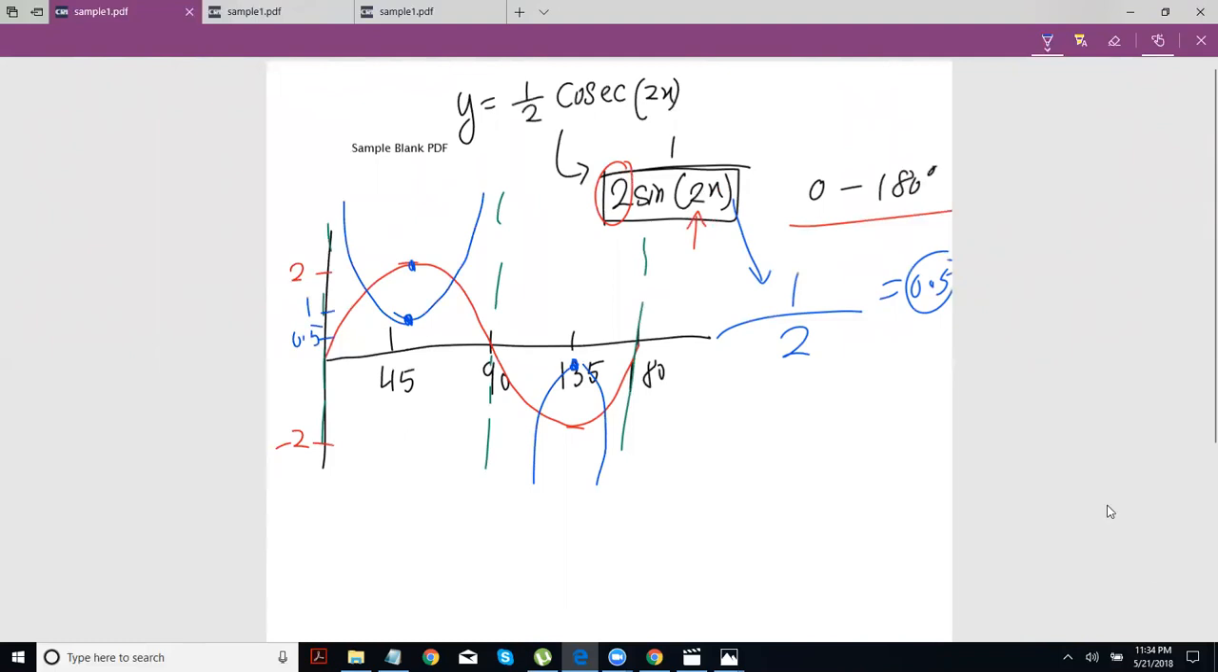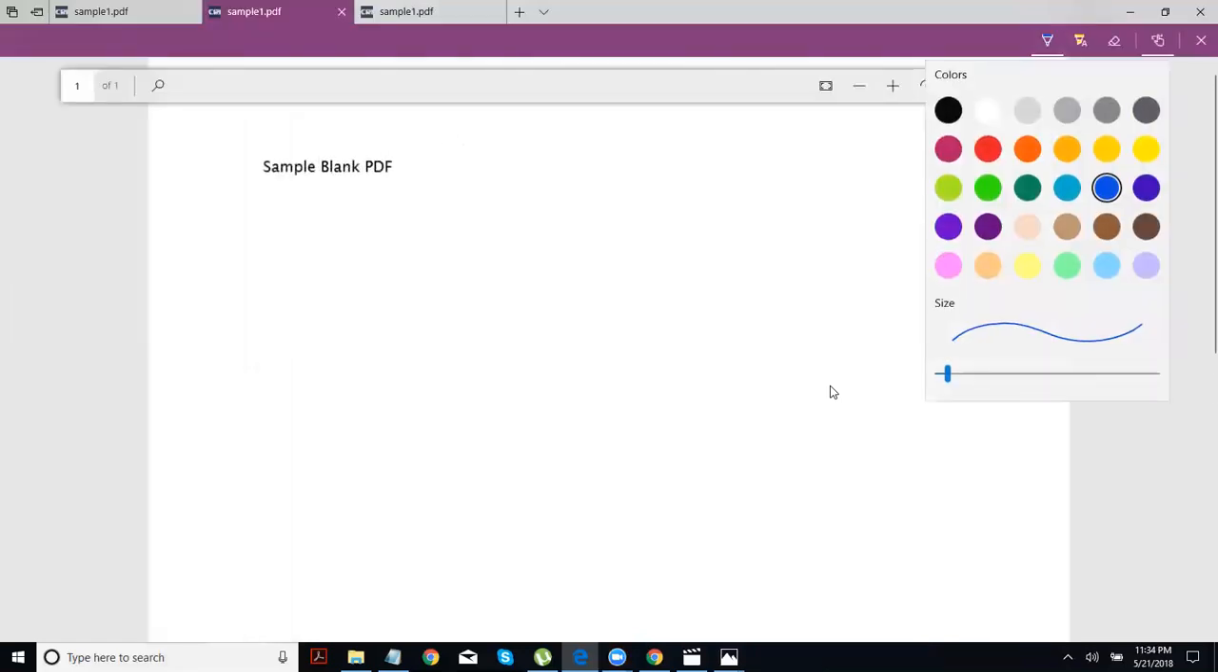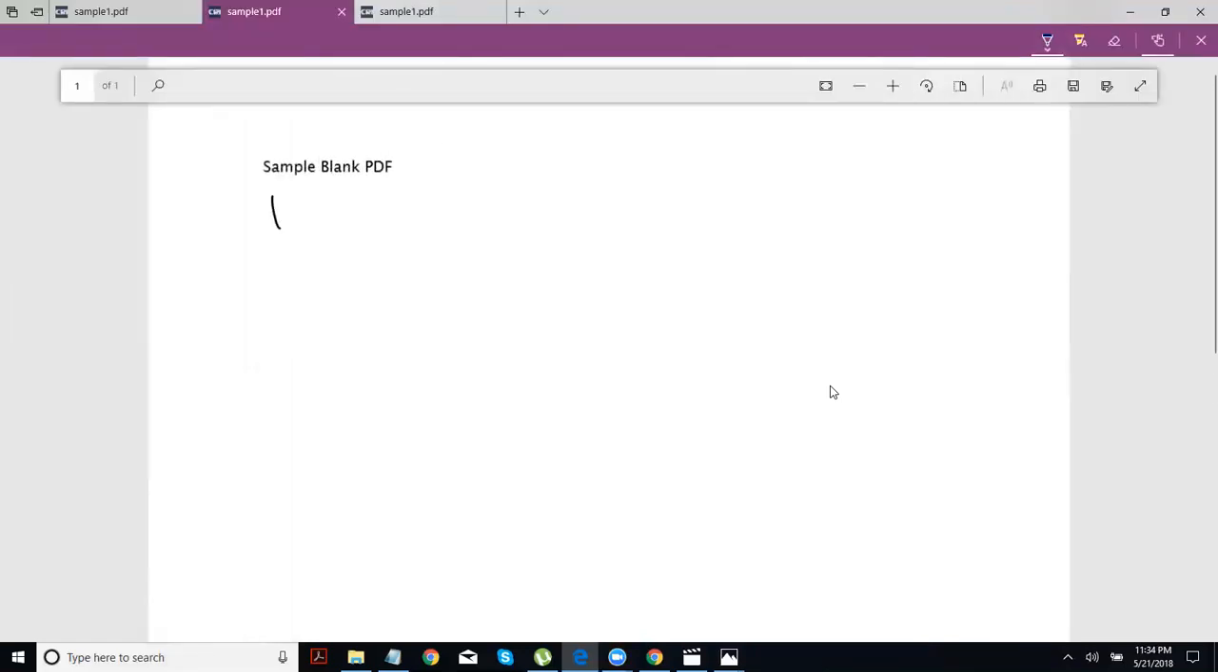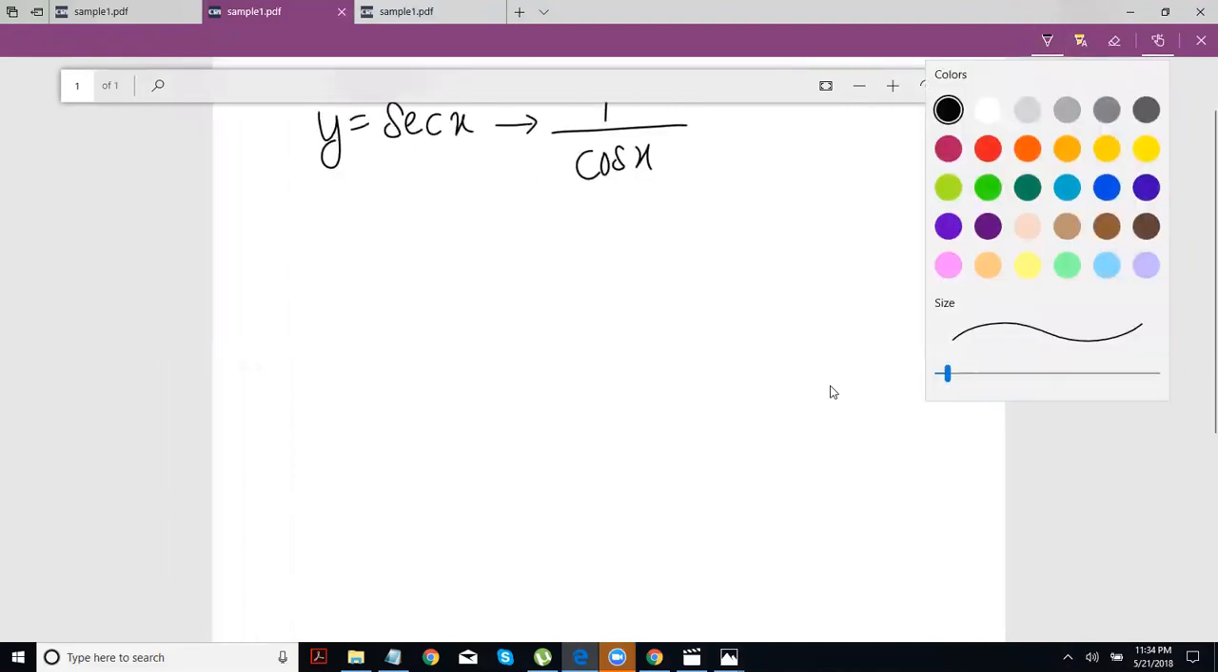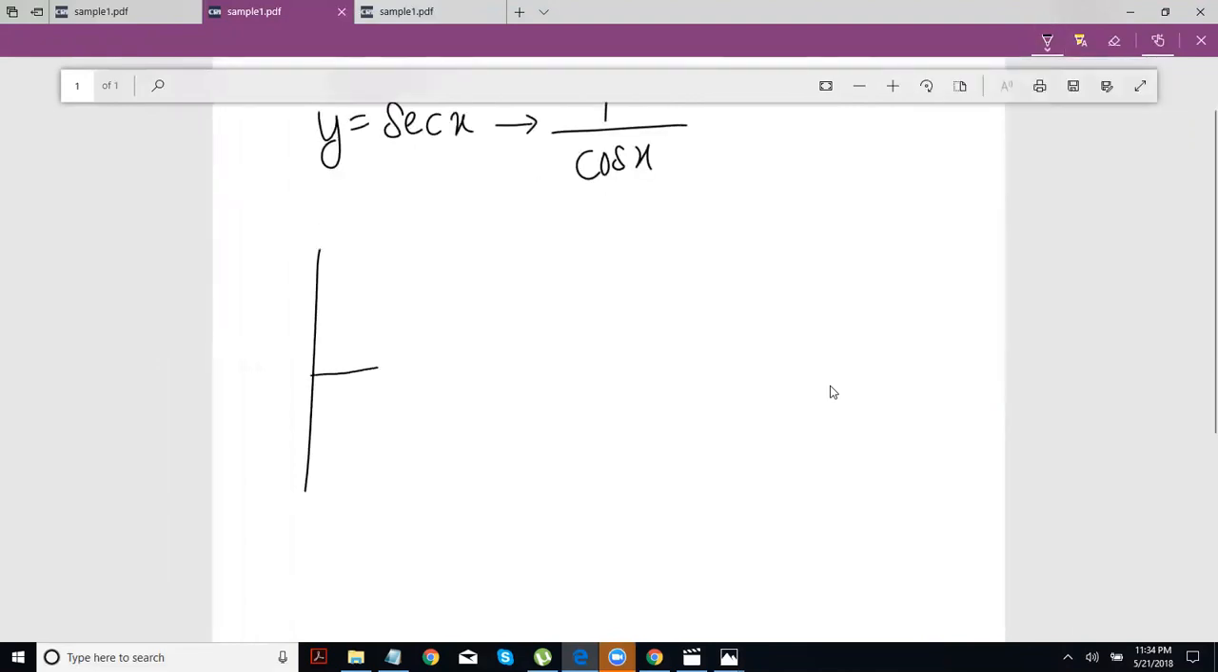Let's move on to sec. I'll only do the one case of sec because, I mean, if you're clear with cosec, you should be getting sec as well. Not really that much of a difference. So let's just do sec x, nice and easy. That is 1 upon cos x. So let's first draw it. I'm going to be doing this from 0 to 360 because that'll give me 1 cycle.